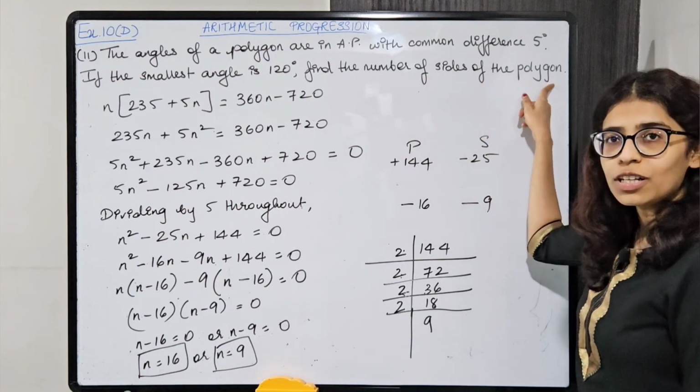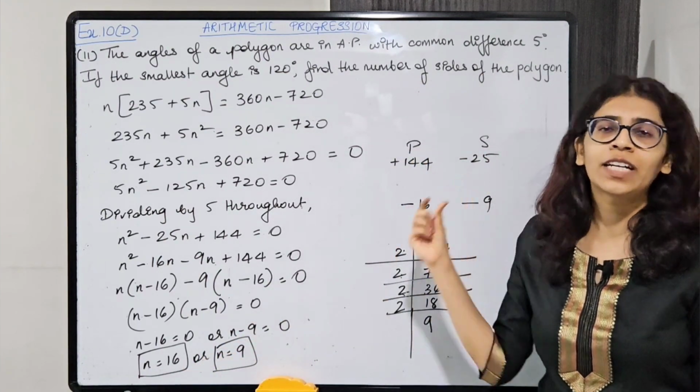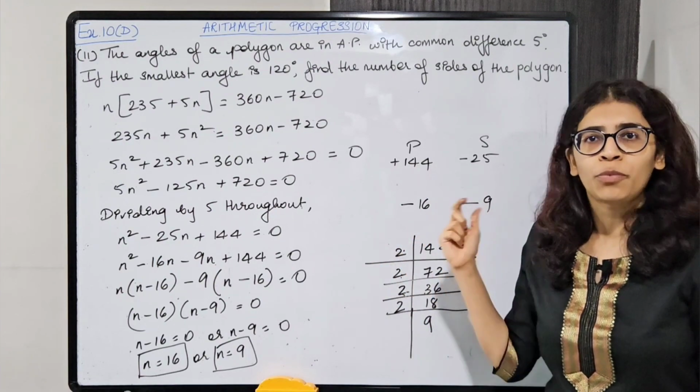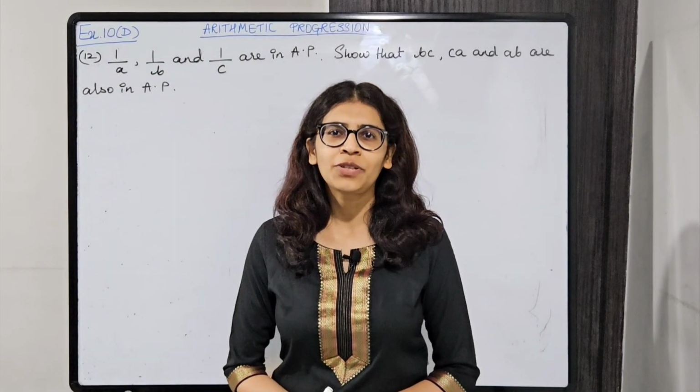Number of sides of the polygon are 16 or 9. Okay, so you'll write down the final statement. The number of sides of the polygon are 16 or 9. Okay. Let's read the next question.